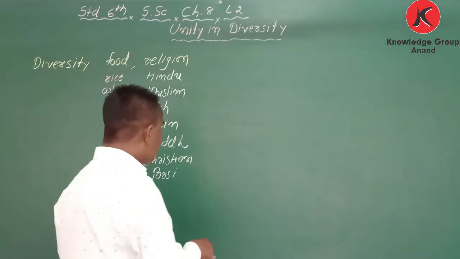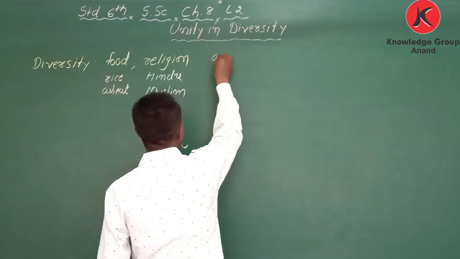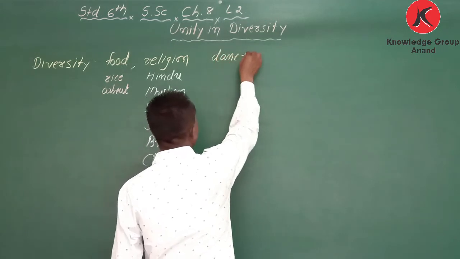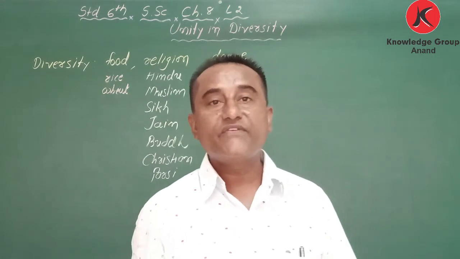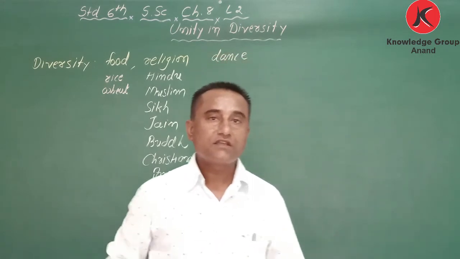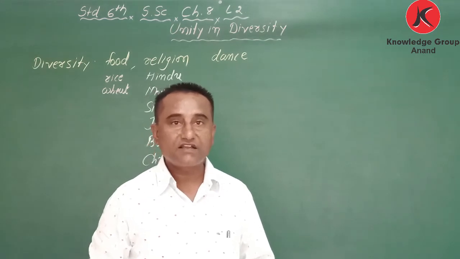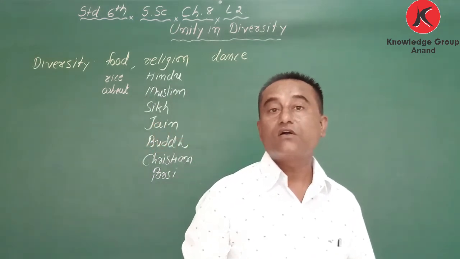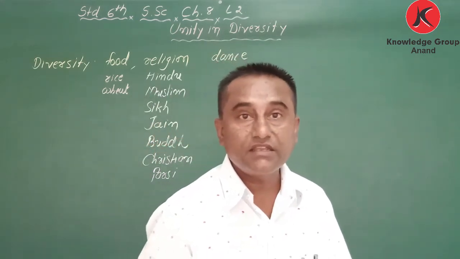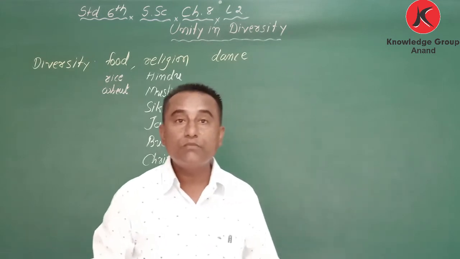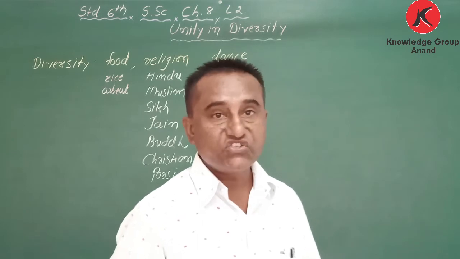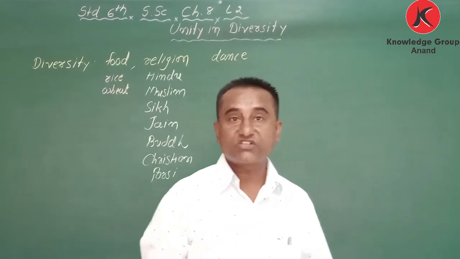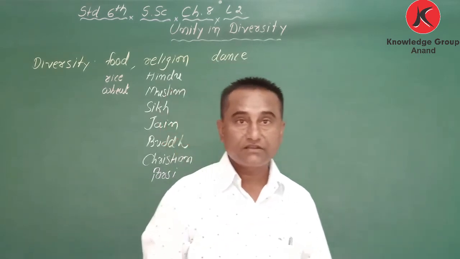Next, what about dance? When we consider dance, different dances are there. In Gujarat, Ras and Garba are well known not only in India but in the whole world. Then the Ghumar dance of Rajasthan, Bhangra of Punjab. When we go to the Maharashtra side, Lavani.